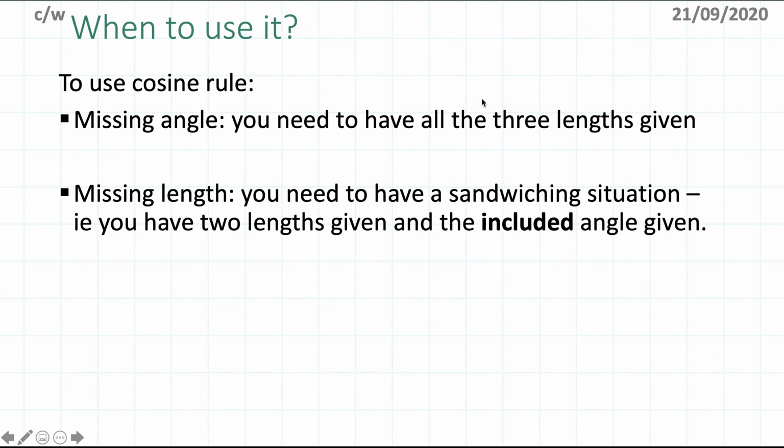If you're missing a length, you need to have what I call a sandwiching situation. So you have two lengths and the included angle given. So you have this length and this length, and this angle as well. So you have three things. If you have this sandwiching situation, it means that you are missing this length, and you can use the cosine rule. Actually, I go through the cosine rule checklist, and if the cosine rule doesn't fit, I use the sine rule.